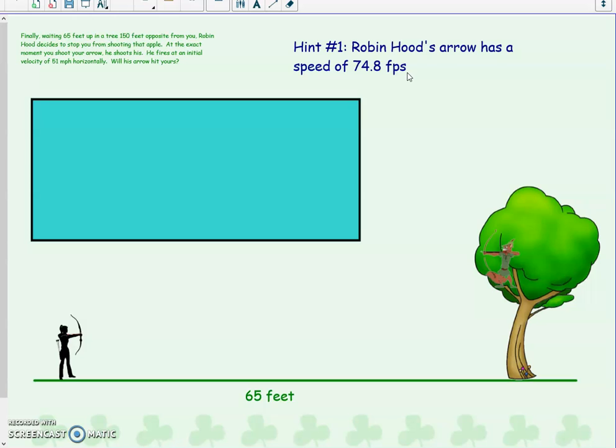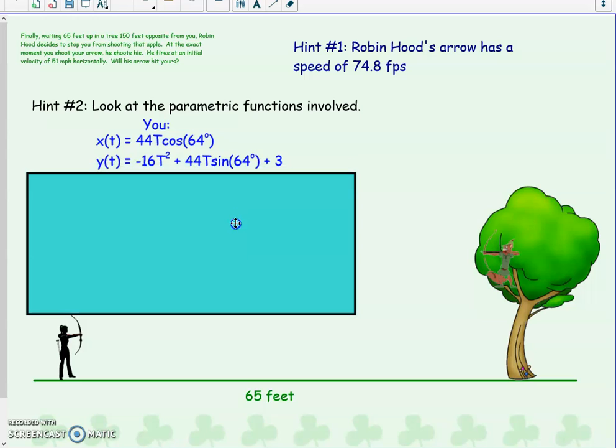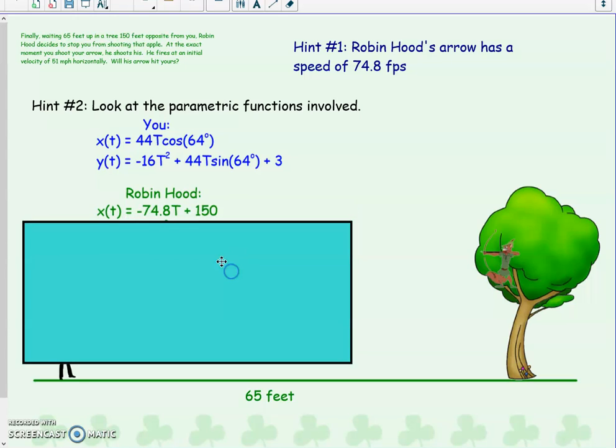Now, hint number 2 involves figuring out the parametric equation for Robin Hood here. We have your parametric equations from previous in the problem, but what about Robin Hood's? So first of all, here's what I got for his x value. Again, why is this x value for Robin Hood a negative value?